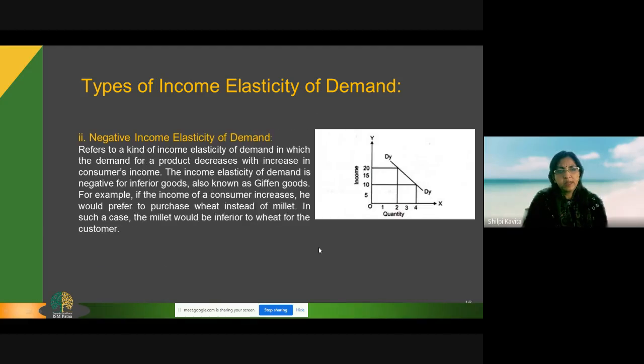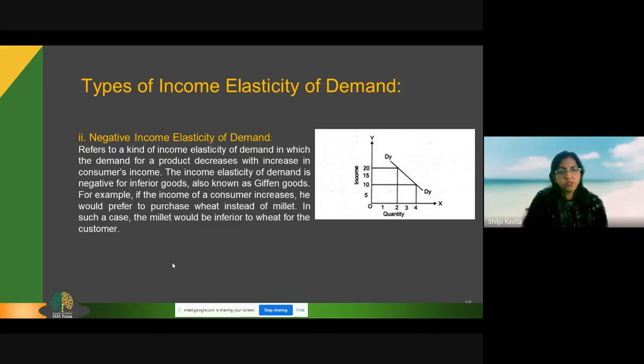The second, negative income elasticity of demand. This is, I should say, an exception. As we had read the exception to the price elasticity of demand, it is very much similar to the exception to the income elasticity of demand. We have studied that income and quantity demanded have a direct relationship, positive slope, but in this diagram you can see it is a negative slope, inverse relationship. That means if income is increasing, demand is decreasing. But why so? Why this behavior, that my income is increasing but demand is decreasing?